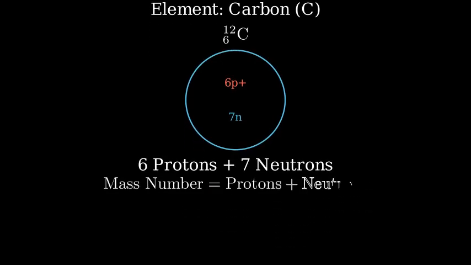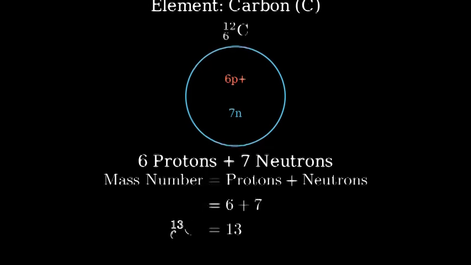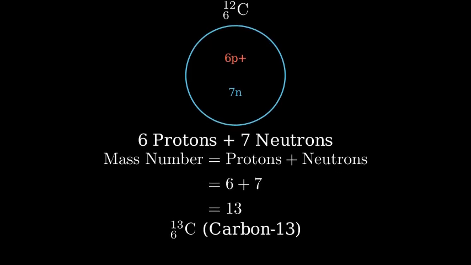To find the mass number of this isotope, we add the number of protons and neutrons together. 6 protons plus 7 neutrons equals 13. This gives us the mass number of this carbon isotope. Therefore, this specific isotope is carbon-13, which we write in scientific notation as C13, or more formally as carbon-13 with the mass number 13 on top and the atomic number 6 on the bottom.